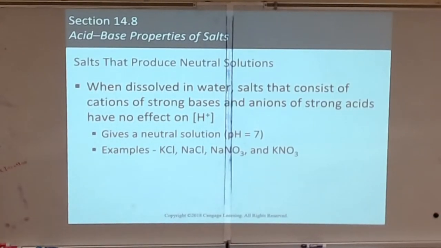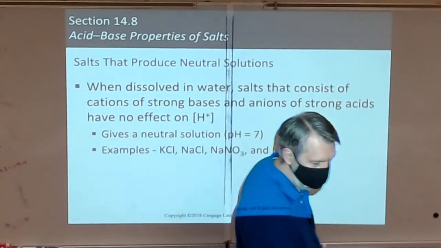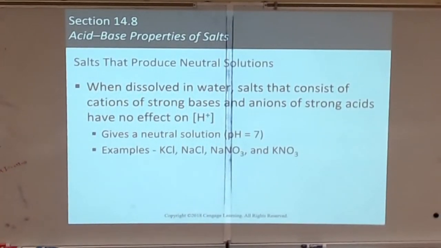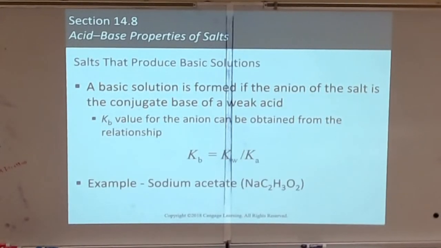If I find my remote, there it is. All right. So these are examples. These are all strong electrolytes or strong salts. They're going to completely fall apart, highly soluble. A basic solution is formed if the anion of the salt is the conjugate base of a weak acid. I can look at the Kb relationship for the anion from the relationship. Oh, hey, look, sodium acetate.